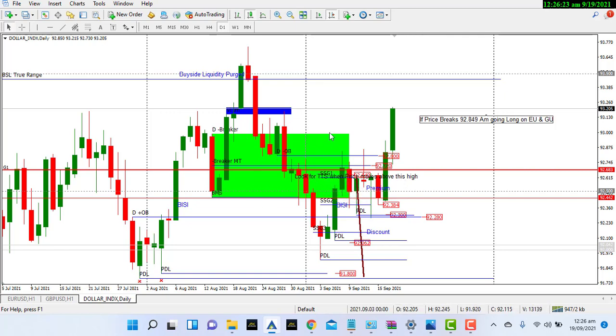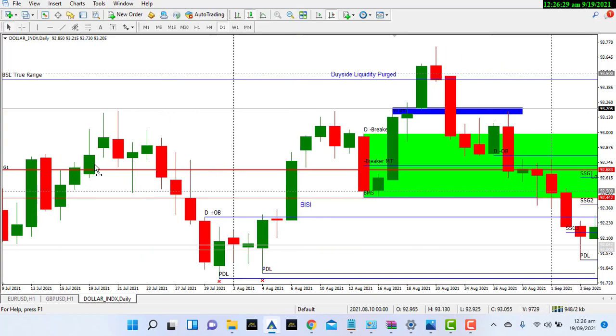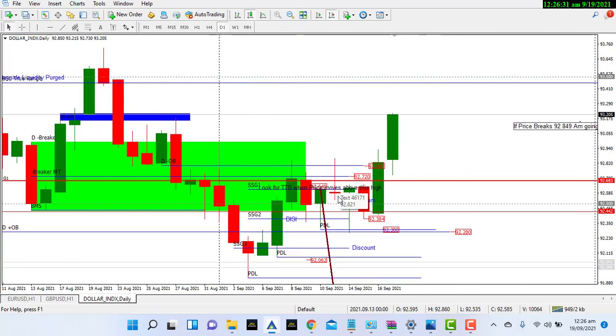On the Monday we had our buy side taken out. Price dropped up into this bearish order block, clearing out all these highs over here. Okay, then we dropped down, we came down to take the sell side as well. Then the following day we had an inside day.